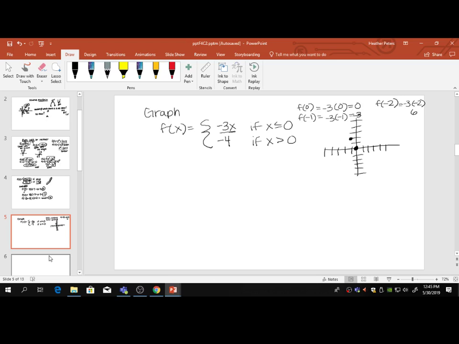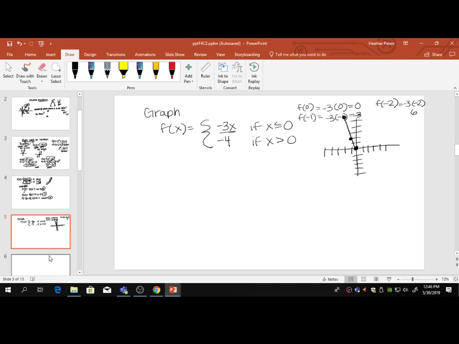Oops, I'm not in myself in the room here. Okay, so now I can connect those. And I'm going to stop at 0 because it's when it's less than or equal to 0, and then anything above 0 is going to be a different graph. So I'm going to stop there.